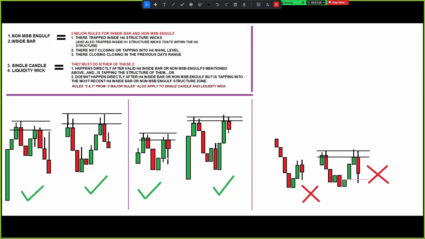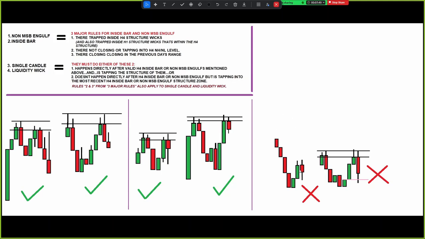That's why I've illustrated one that's tapping into structure, to show you that you can trade into structure just as long as the structure didn't make a new high, okay? The opposite would obviously be true if you're looking for buys. I've just used bearish examples, but the opposite would be true if you're looking for buys, okay?